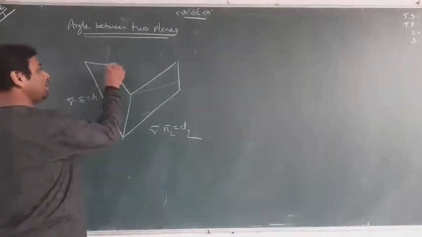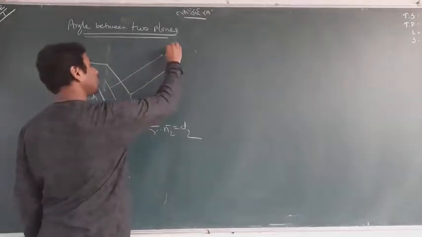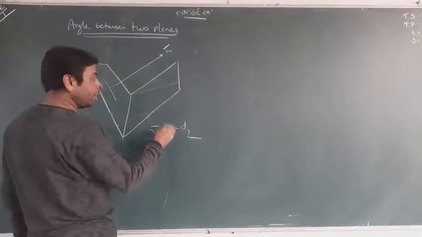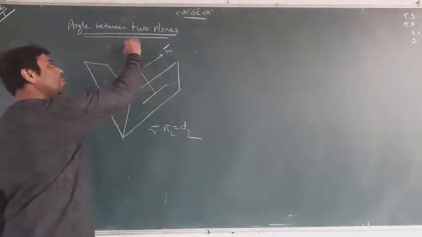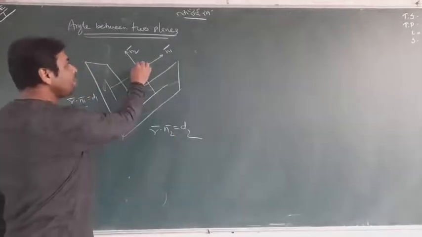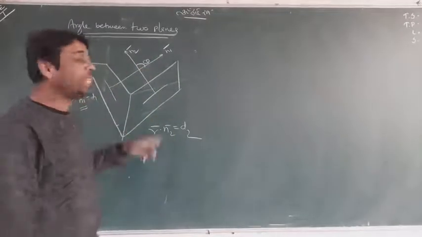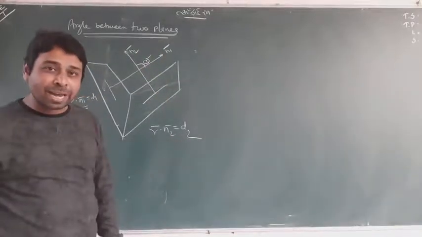Look at it. This is the first plane whose normal is n1, which can be drawn like that. And the second plane is r dot n2, where n2 is a normal vector. So the angle between these two normals is actually the angle between the planes. Meaning the angle between n1 and n2 is the angle between the planes.